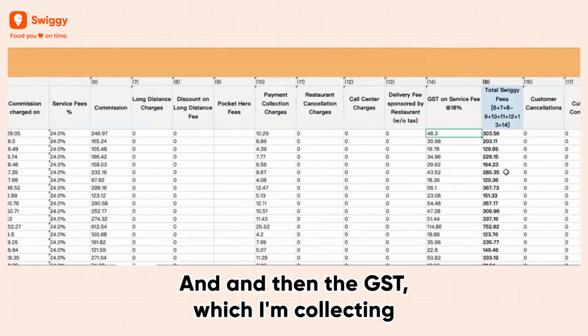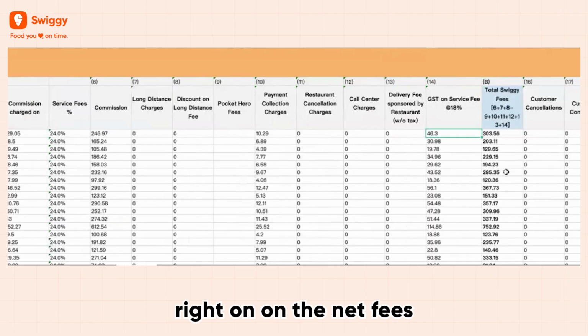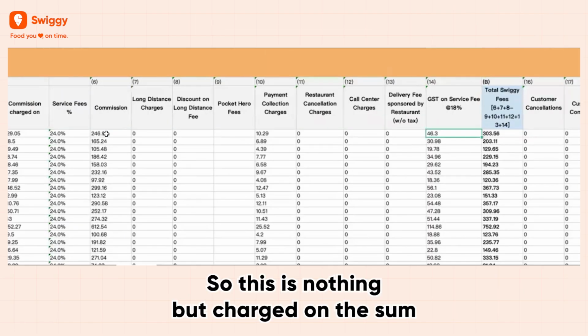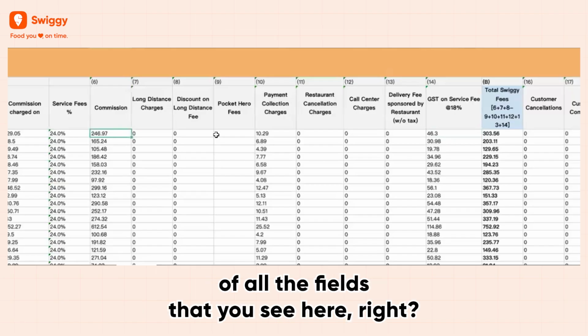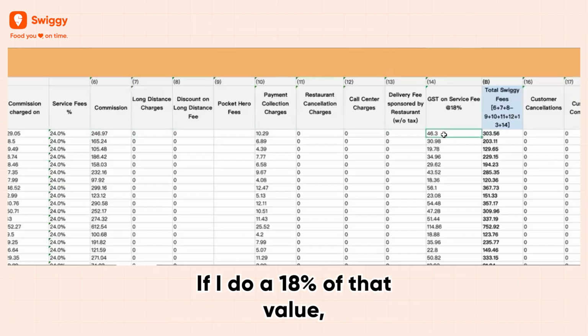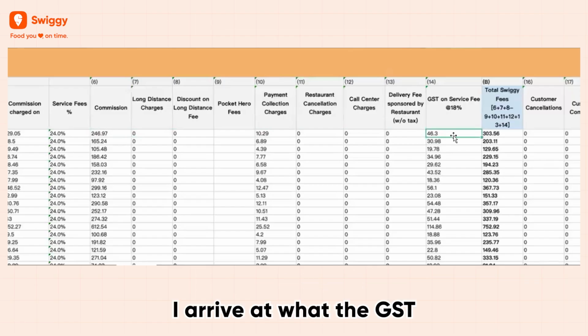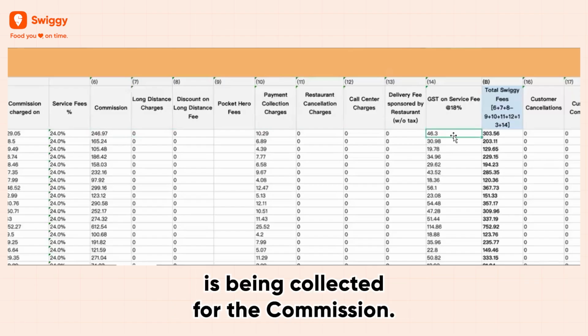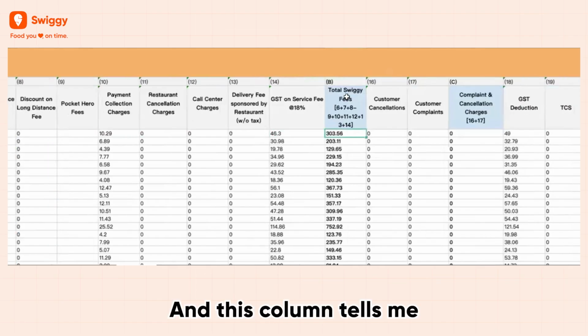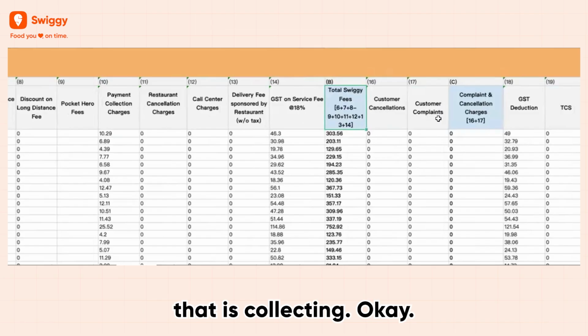And then the GST which I'm collecting on the net fees, as per the 18% slab. So this is nothing but charged on the sum of all the fields that you see here. If I do 18% of that value, I arrive at what the GST is being collected for the commission. And this column tells me the overall deductions as part of the Swiggy fees that Swiggy is collecting.